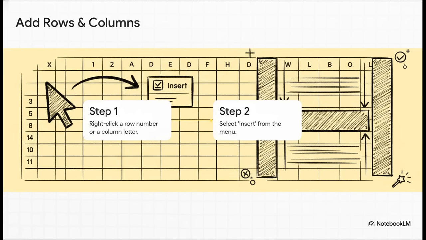And what if you need more room for your data? We've all been there. You're typing along and realize you forgot an entry between row 4 and row 5. No big deal. Just right-click on the number for row 5, choose Insert, and poof! A brand new blank row appears exactly where you wanted it, and it works the exact same way for columns too.